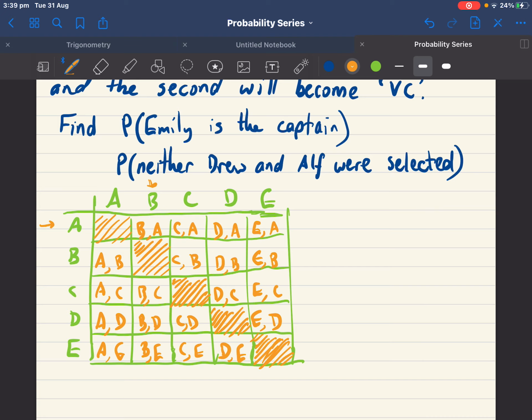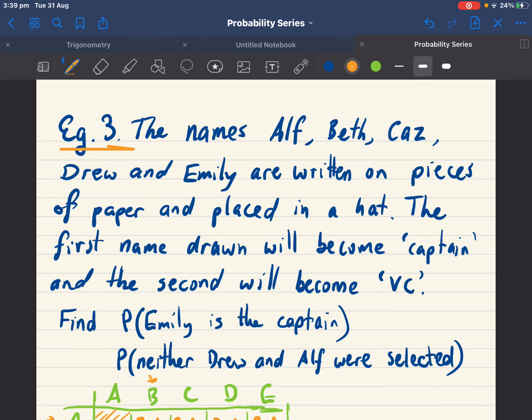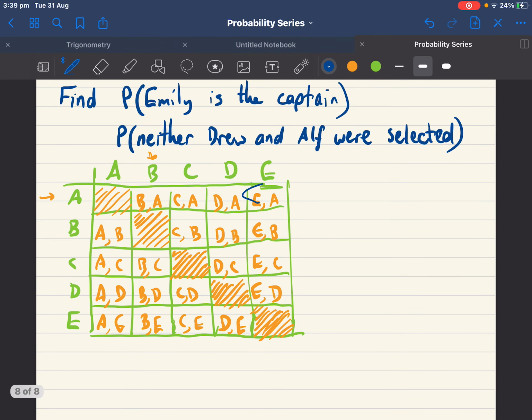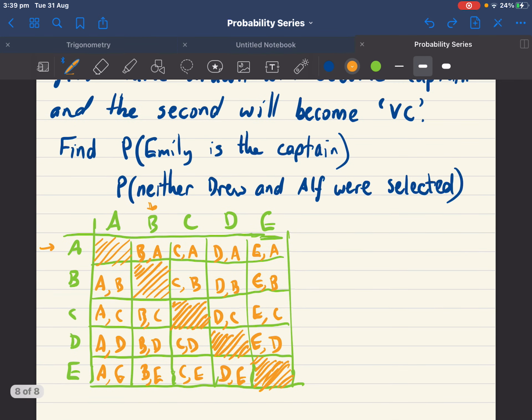Find the probability Emily is captain. So look at all the different scenarios where Emily was captain. She was the first one chosen. We're talking about these ones here. So in this case, we're dealing with the probability. It is 4 out of a total of 20. Or in other words, there's a 1 in 5 chance, a 20% chance, however you choose to write it, 0.2. Okay, so that's the probability Emily is captain.